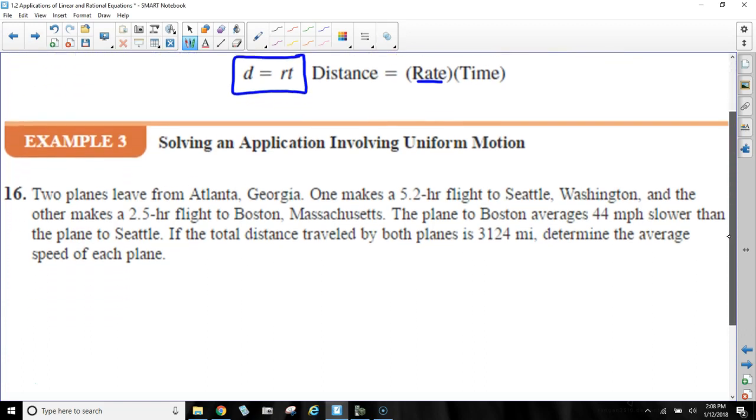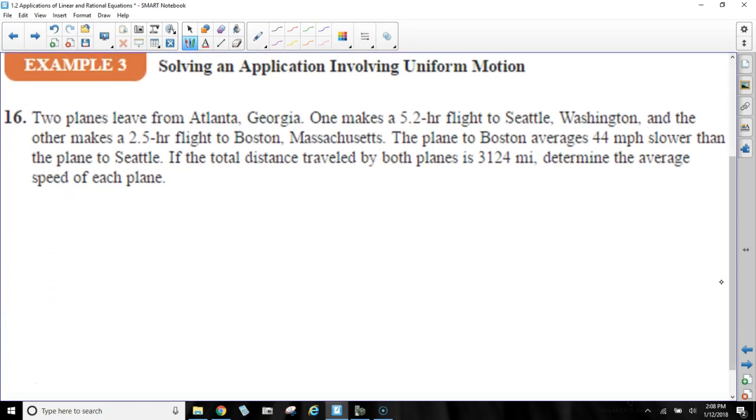Here's an example. Two planes leave from Atlanta, Georgia. One makes a 5.2-hour flight to Seattle, Washington, and the other makes a 2.5-hour flight to Boston. Those are the times of each of those flights. It says the plane to Boston averages 44 miles per hour slower than the plane to Seattle. That sentence compares the rates. It says that the total distance traveled by both planes is 3,124 miles. Determine the average speed of each plane.